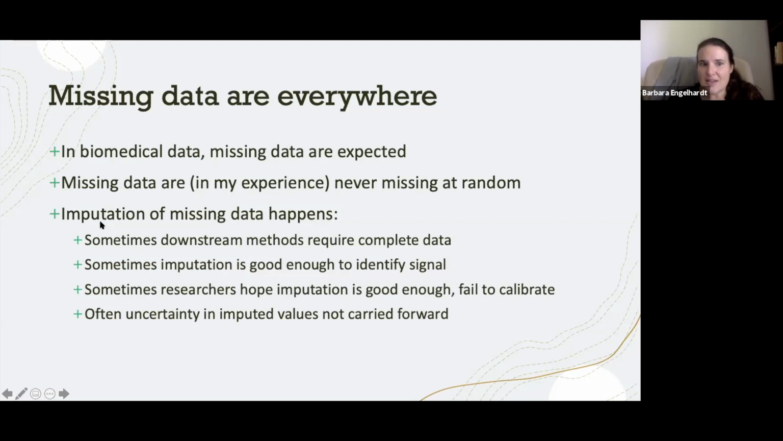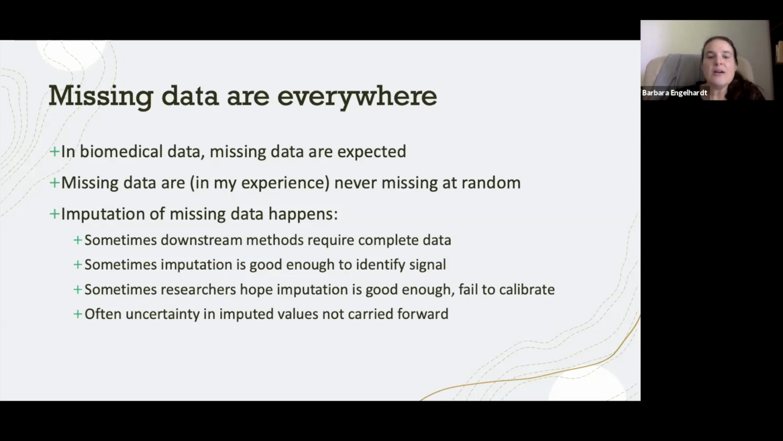When I think about the studies where we've done missing data and imputation of that missing data, sometimes these downstream methods require complete data. So we need to impute those data. If you think about a neural network, which really requires you to have a complete data set and does not allow you to have NAs, that happens. Sometimes imputation is good enough to identify signal. Often we just do mean imputation. I'll give you some examples where mean imputation or the sample and hold ideas actually work pretty well.